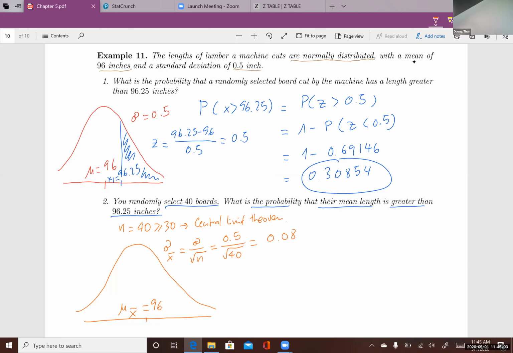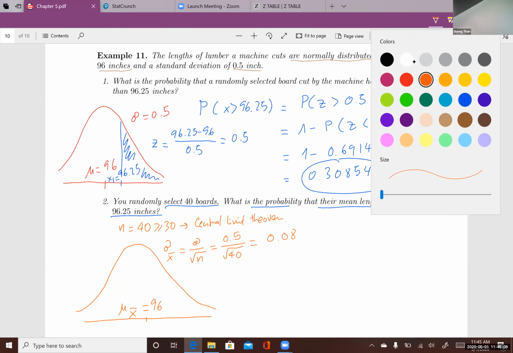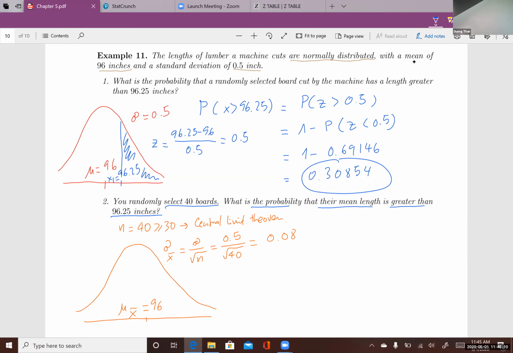So the sigma of the sampling distribution is 0.08, and my point of interest is still 96.25, right? 96.25 now is not a value, it should be a sample mean. You take all the samples of the same size. What is the probability that the mean length of the sample is greater than 96.25? And again, I want to find the area to the right.